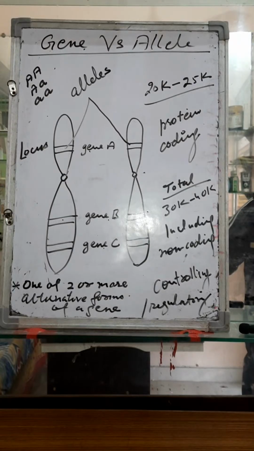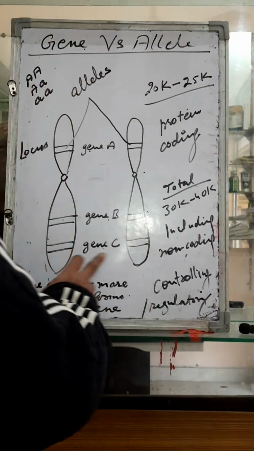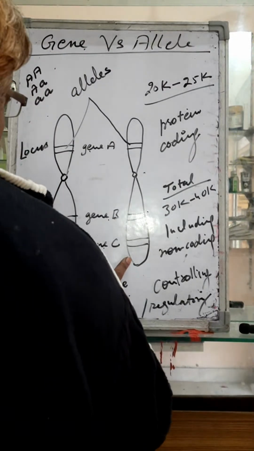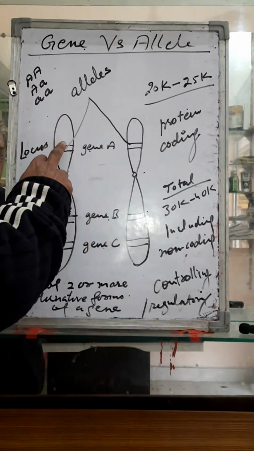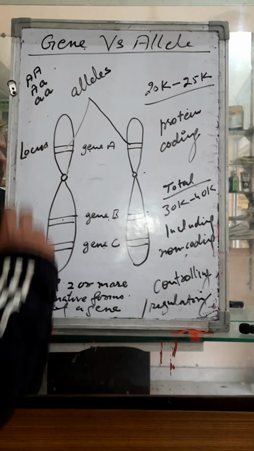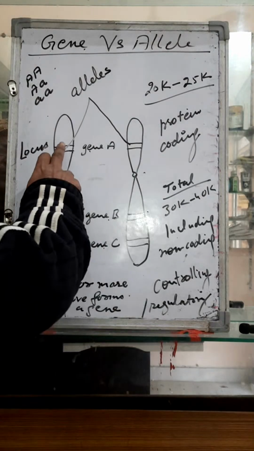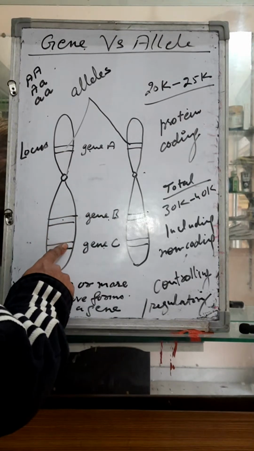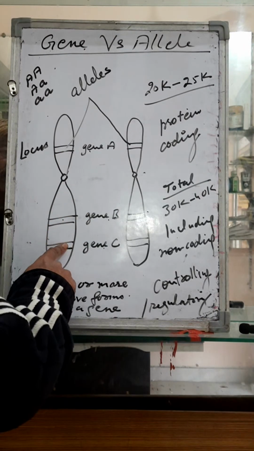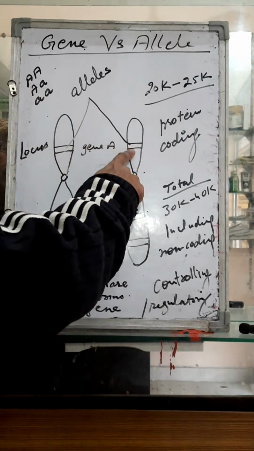So, in the diagram, you can see these are two chromosomes, a pair of chromosomes, and these are the genes, specific segments of the chromosome, or we can say specific segments of the DNA. So this is a gene, for example, gene A, gene B, and gene C. And these genes are present in pairs.